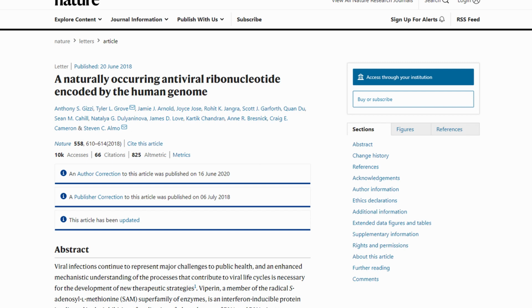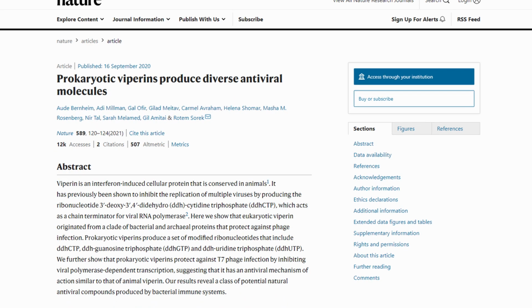Because of the antiviral role of viperins in human cells, and this was found out in 2018, the authors of a recent publication wanted to determine whether prokaryotic viperins participate in defenses against viruses that infect bacteria. And as you may well know, these viruses are called bacteriophages, or simply phages.